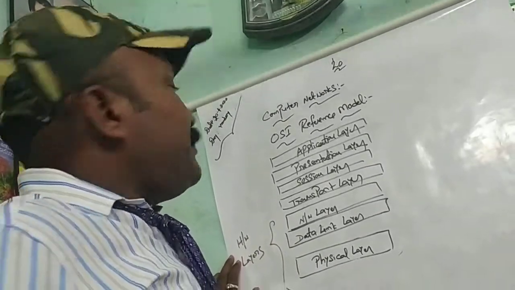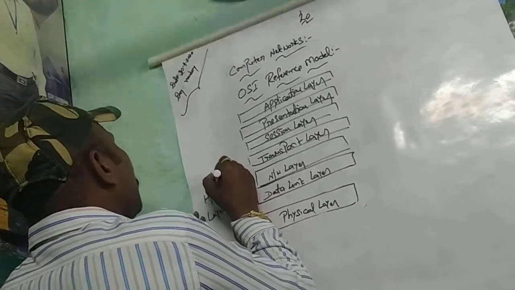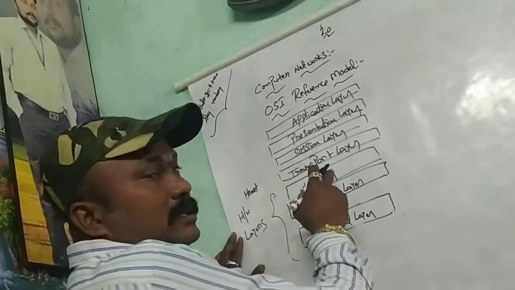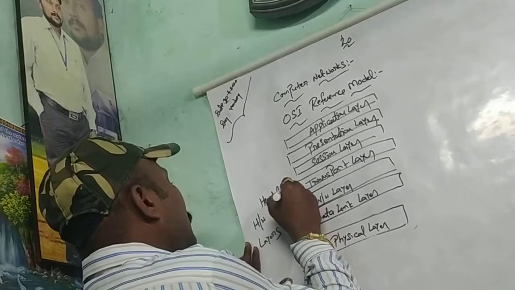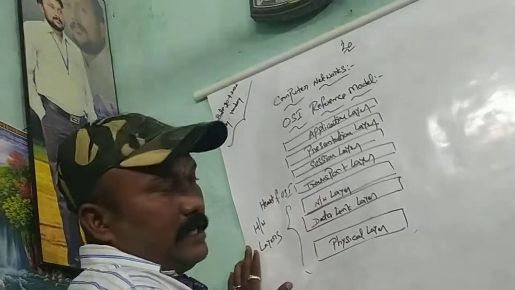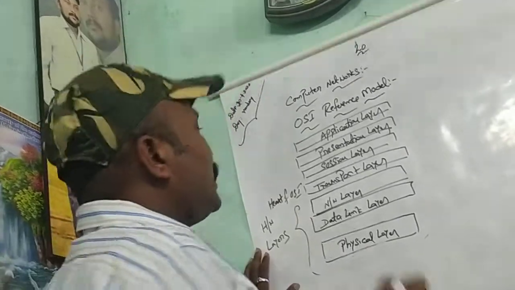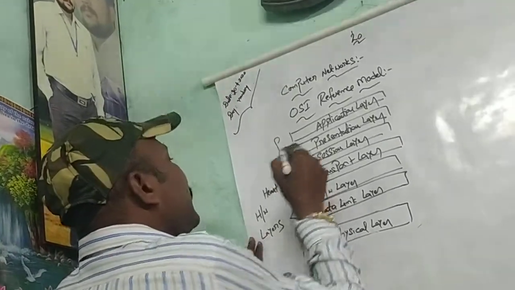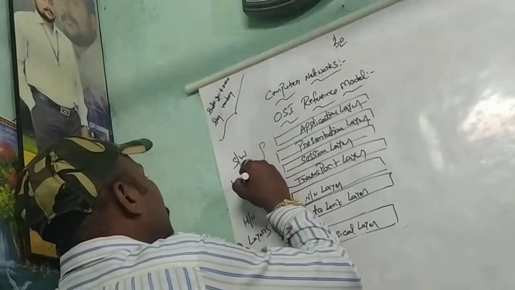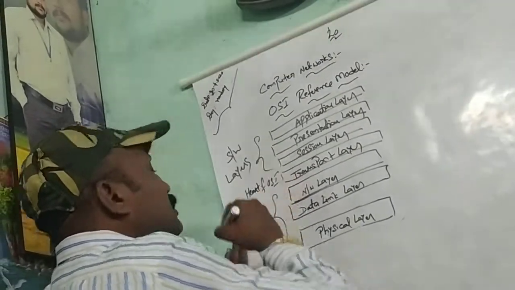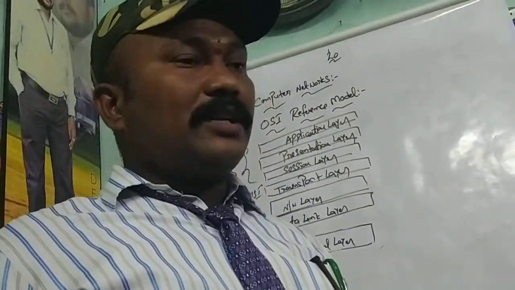Then the next one, the transport layer, is the heart of the OSI reference model. Then the remaining layers, the session layer, presentation layer and application layer, are called the software layers. Okay, my dear students, all of you understand.